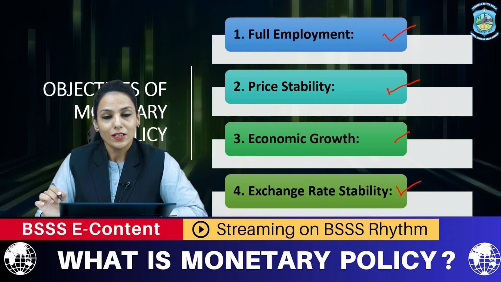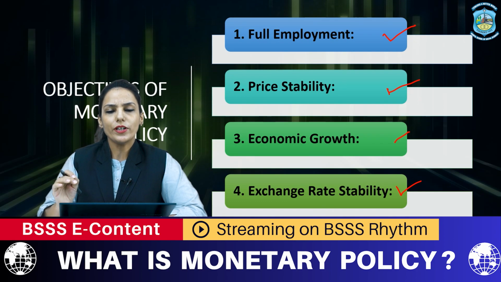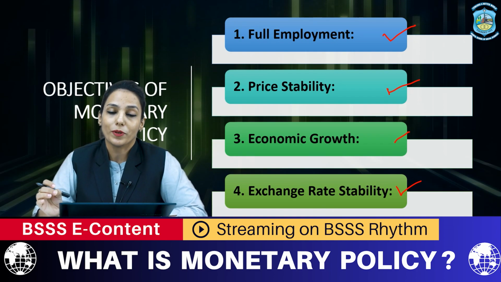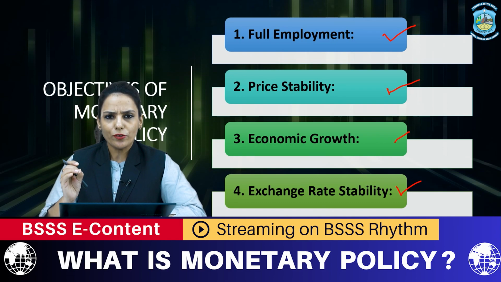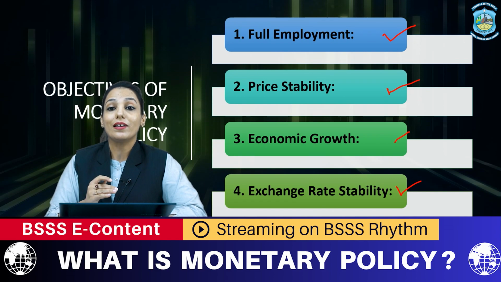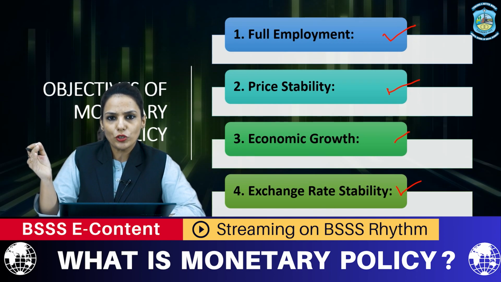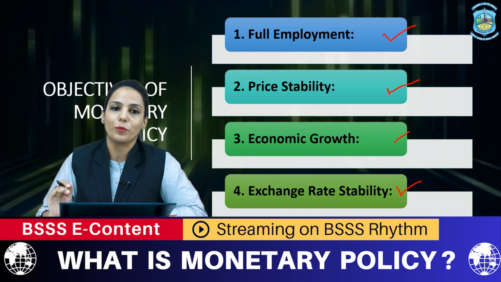The last objective is exchange rate stability. The exchange rate system is also an important part of the monetary policy in an open economy especially. Under the current floating exchange rate system, the central bank must make appropriate monetary measures to prevent large depreciation or appreciation of the currency, that is rupees, in terms of US dollars and other foreign currencies. This is taken care of by monetary policy.